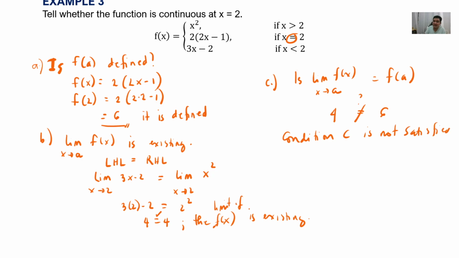And ano yung sabi natin? If one of the 3 conditions is not satisfied, the function is not continuous. Okay, hence, therefore, the function is not continuous at x is equal to 2. Okay? So, dapat ma-check yung conditions lahat. Para masabi natin na continuous. Since letter C, hindi sila the same, kasi 4 yon, 6 yon, so that means the function is not continuous at x is equal to 2.